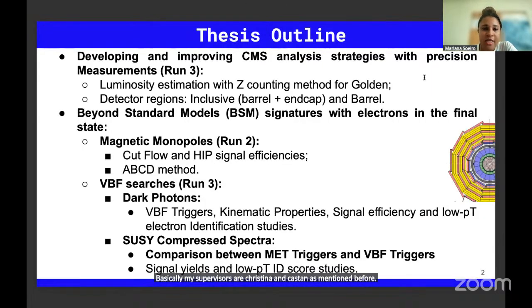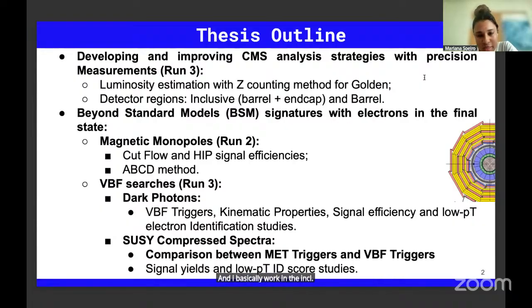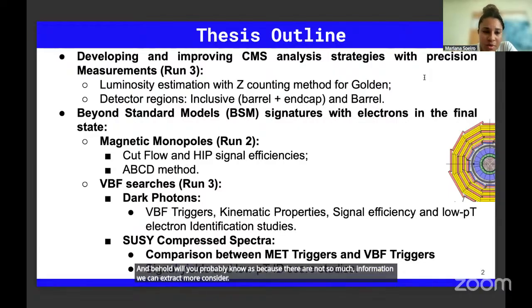Considering that I have a small time here, I'm giving you a little introduction about my work. I have the luminosity part, the luminosity estimation, considering the Z counting method. I will talk just about the golden part, the offline part. I basically work in the inclusive, considering barrel and endcap, and barrel only, and endcap, but endcap will probably not add because there is not so much information. We can extract more considering the inclusive and the barrel part.